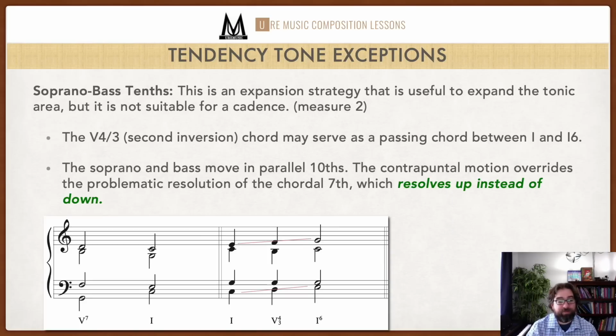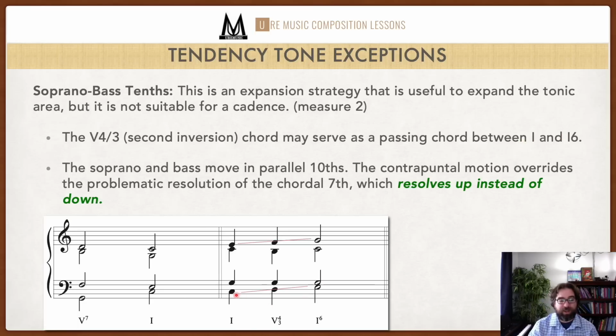So let's talk about soprano-bass tenths. This is an expansion strategy that's useful to expand the tonic area. But unlike the first measure here, you don't want to use this one at a cadence. This can only be used to expand a tonic area or one of the tonal areas. Typically it's going to be the tonic area. So the 5/4/3 second inversion chord may serve as a passing chord between 1 and 1/6.